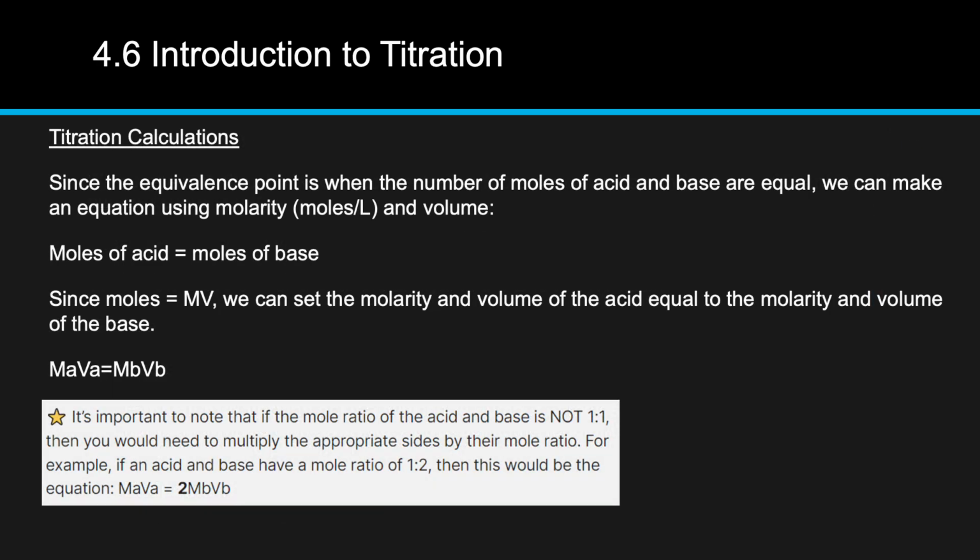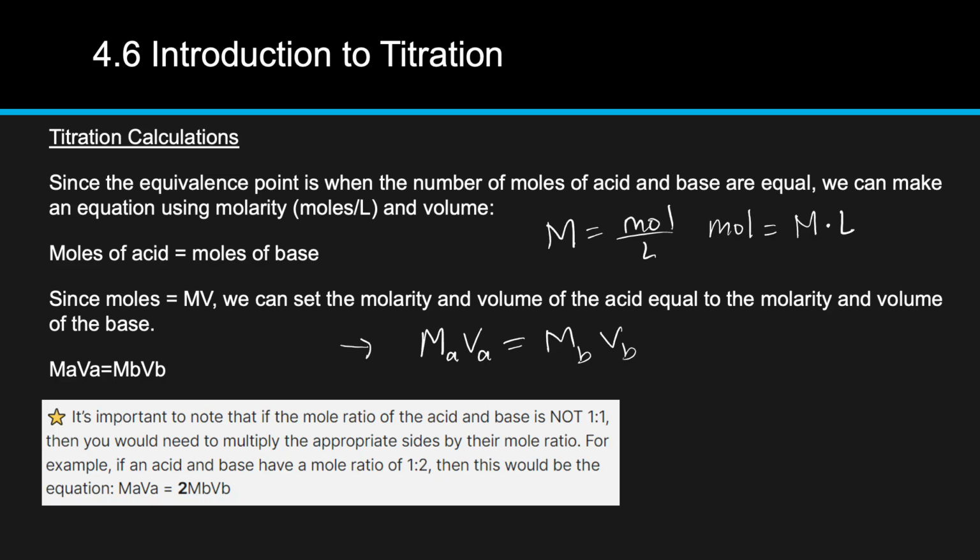Now that we know that the equivalence point is where the moles of acid equal the moles of base, we can use that idea to do calculations to actually solve for the unknown concentration of our analyte. So we know from the past that when we're solving for concentration, it's moles over liters. So if we were to convert that into moles, it would be the concentration times the volume in liters. So if we know moles of acid equals our moles of base, that means we know that the concentration of our acid times the volume of our acid equals the concentration of our base times the volume of our base.